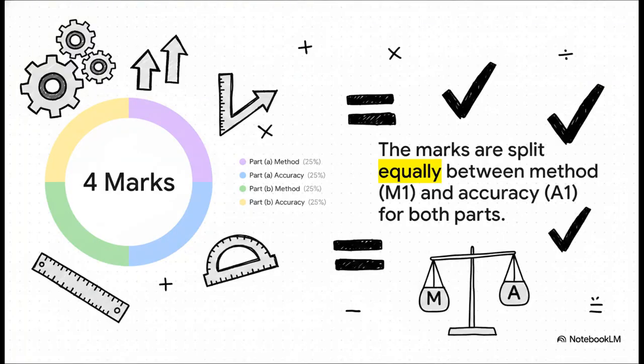This chart shows it perfectly. 2 marks for part A, 2 for part B. And for each part, you get 1 mark for your method, for showing you know what to do, and 1 mark for your accuracy, for proving you can do it right. This 50-50 split between method and accuracy is super common across your whole GCSE maths paper.